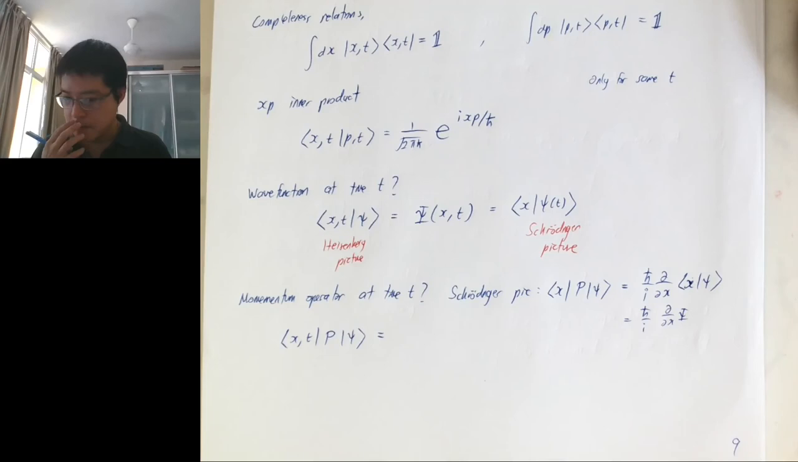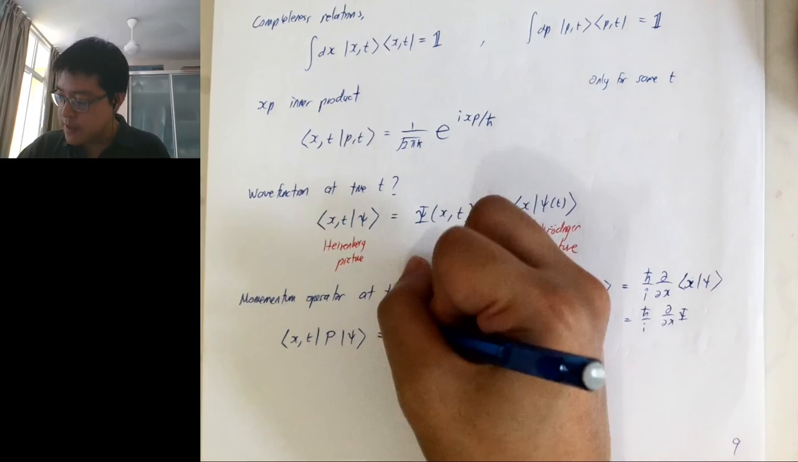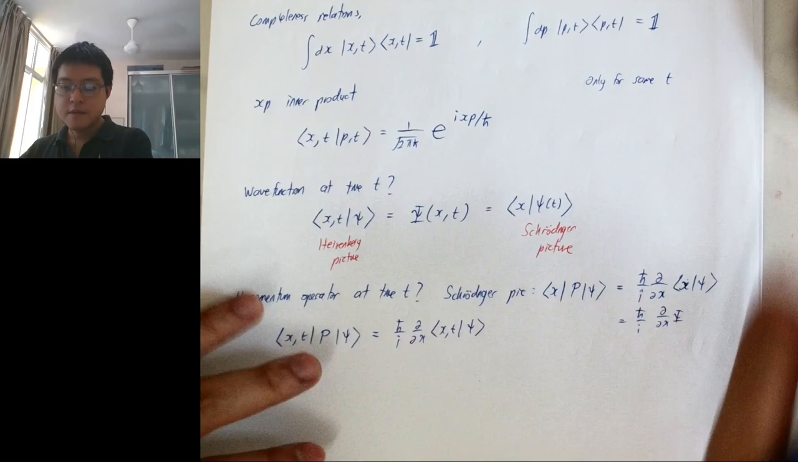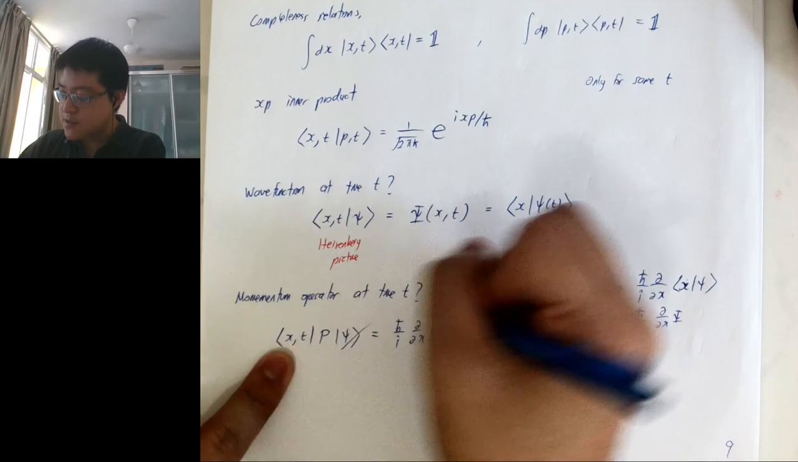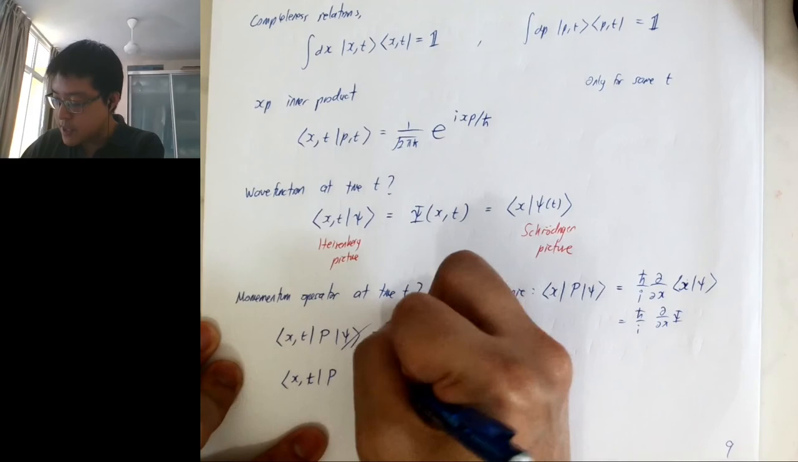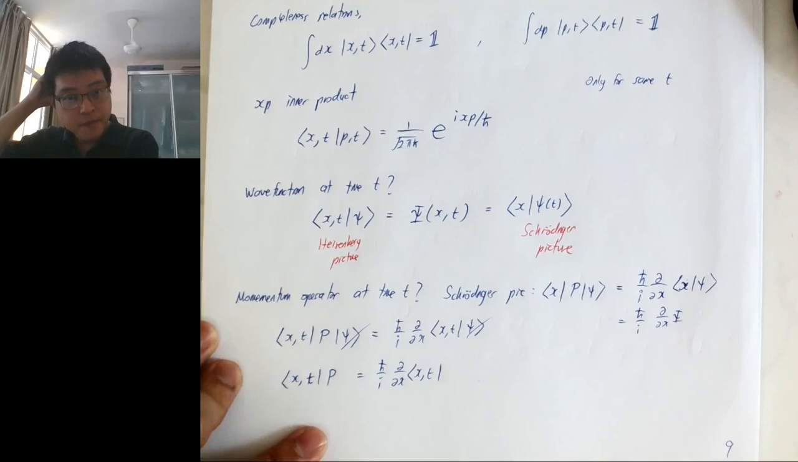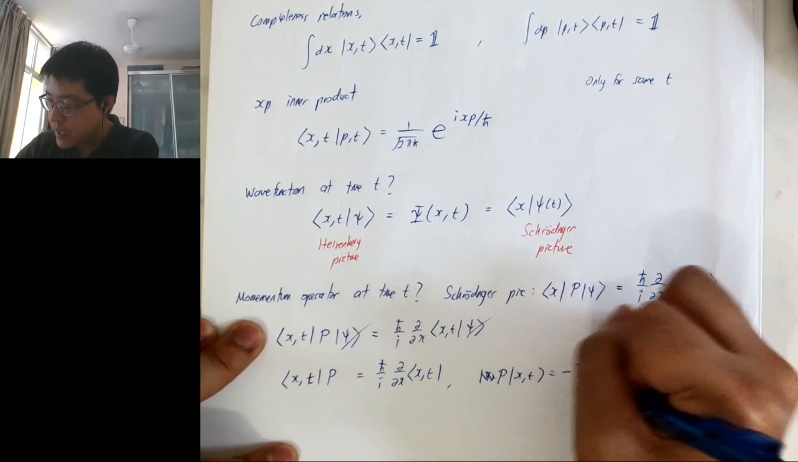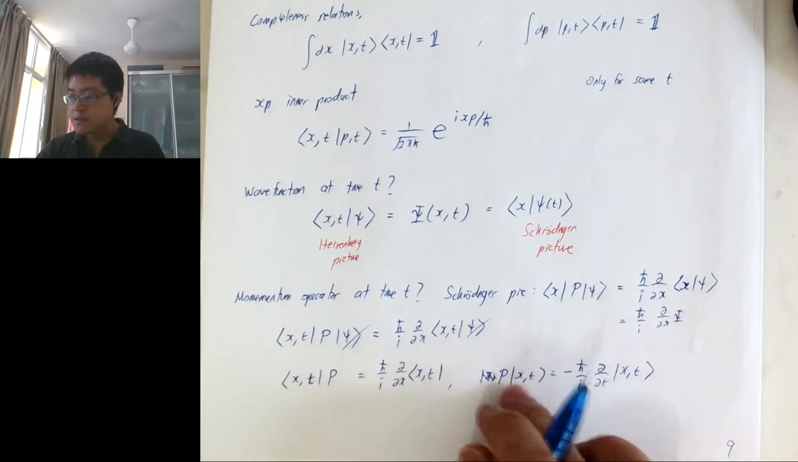Yeah, so the state is fixed, so therefore we got ħ over i d/dx ⟨x,t|ψ⟩. Okay, so if I look at this, these two states are arbitrary, so we conclude that the momentum operator acting on this to the left is ħ over i, taking the derivative of ⟨x,t|. And then if you do the complex conjugate, if you change this into a bra, this is p|x,t⟩, and then take the complex conjugate, this is ħ over i d/dt of ⟨x,t|. Okay, so we got the minus sign basically.